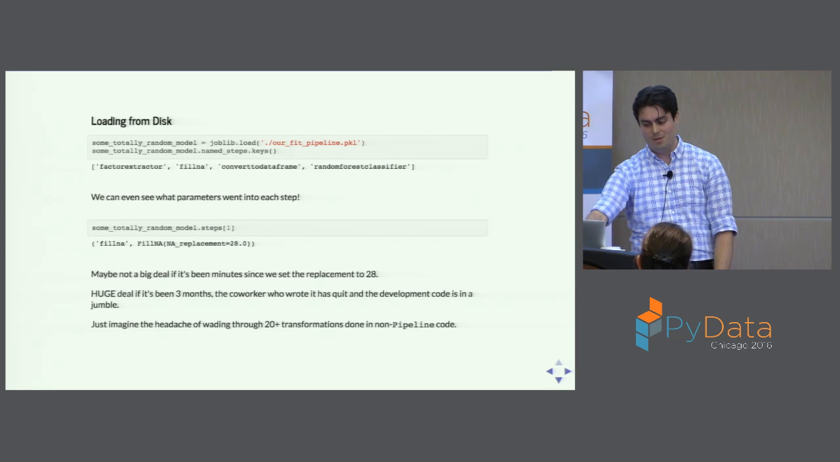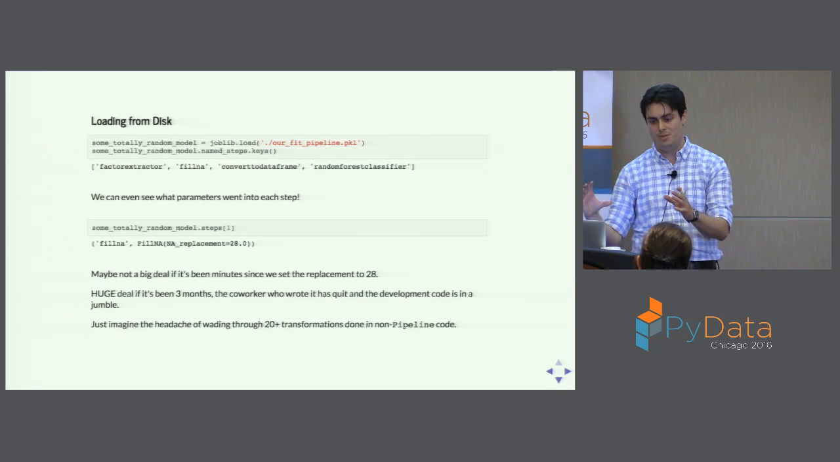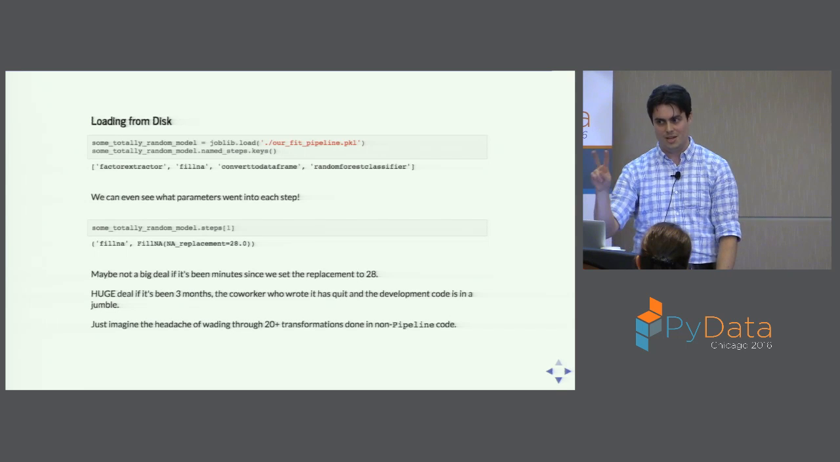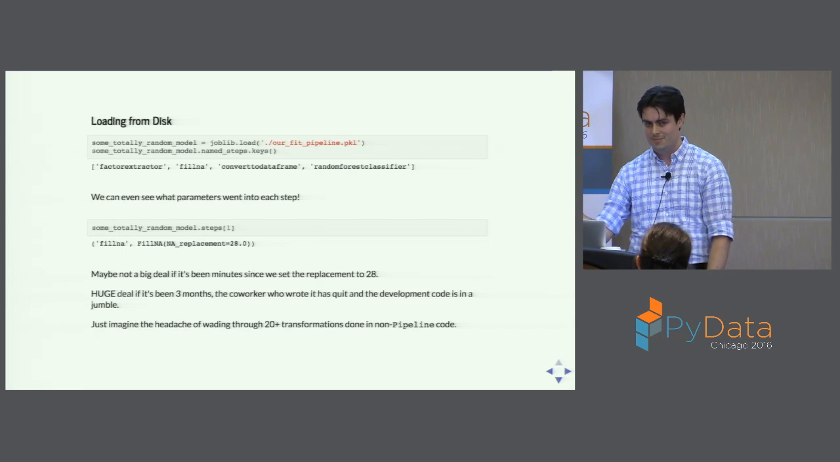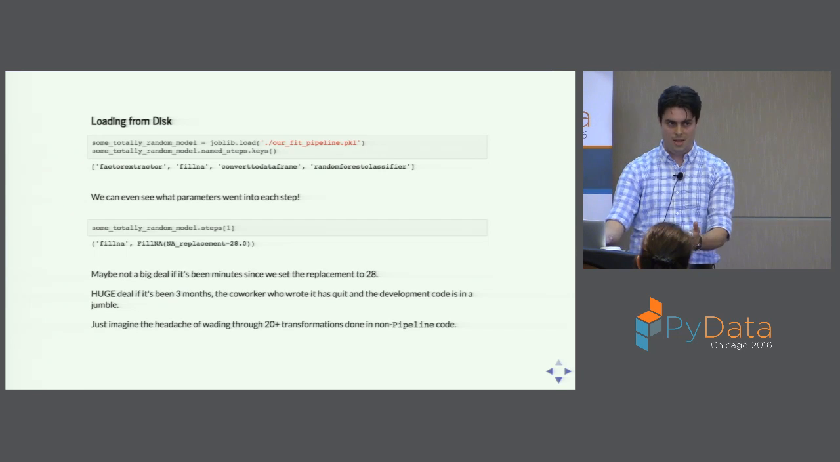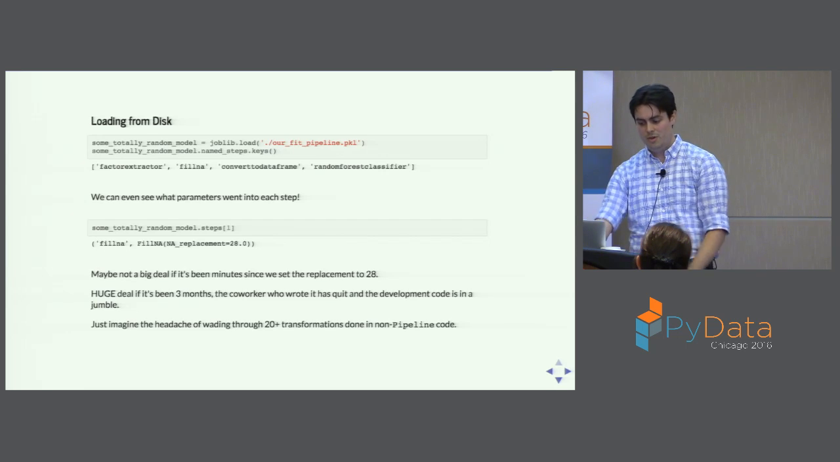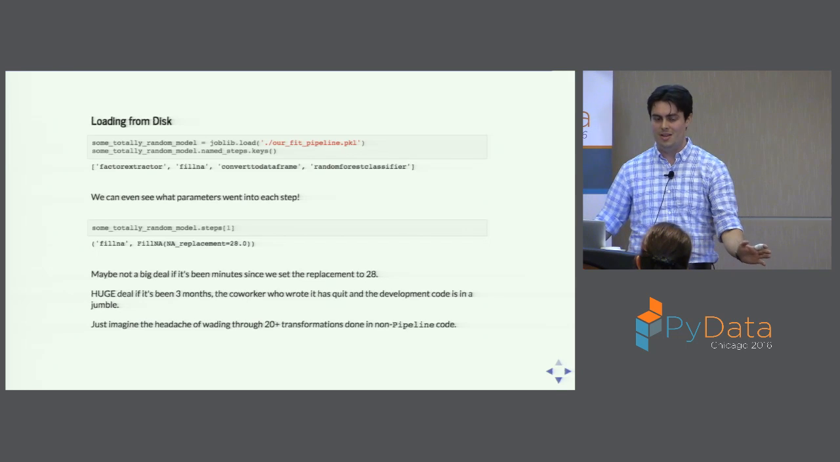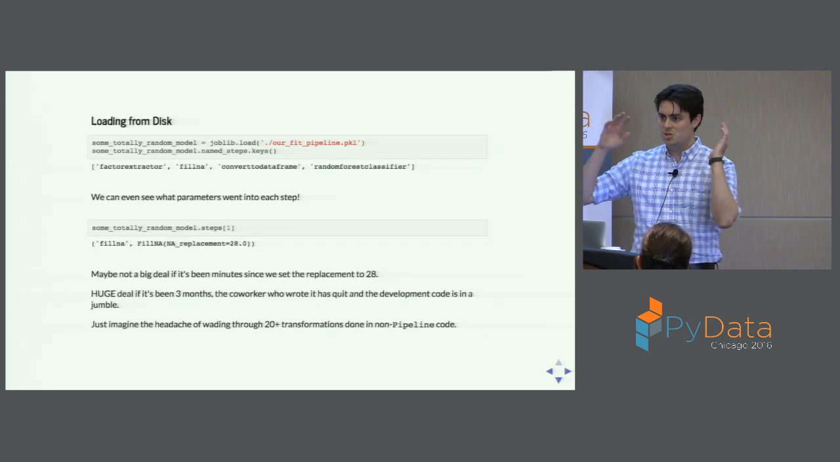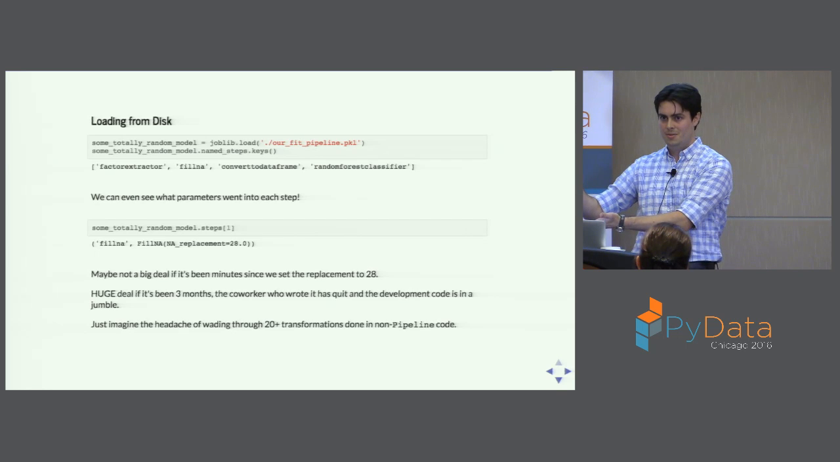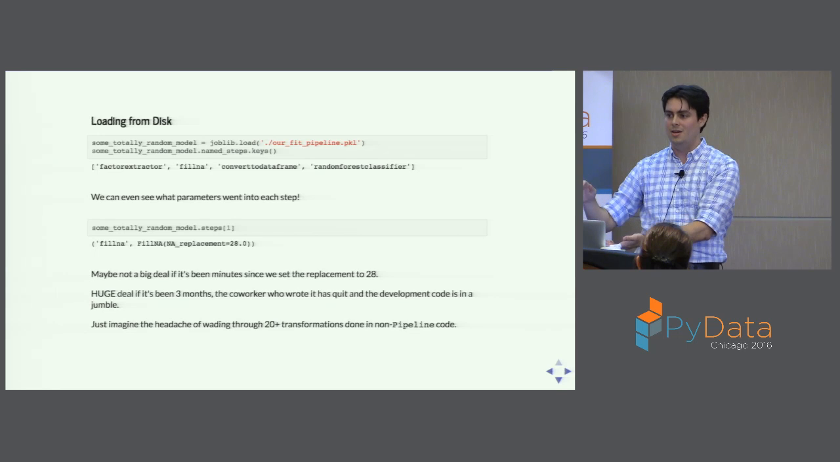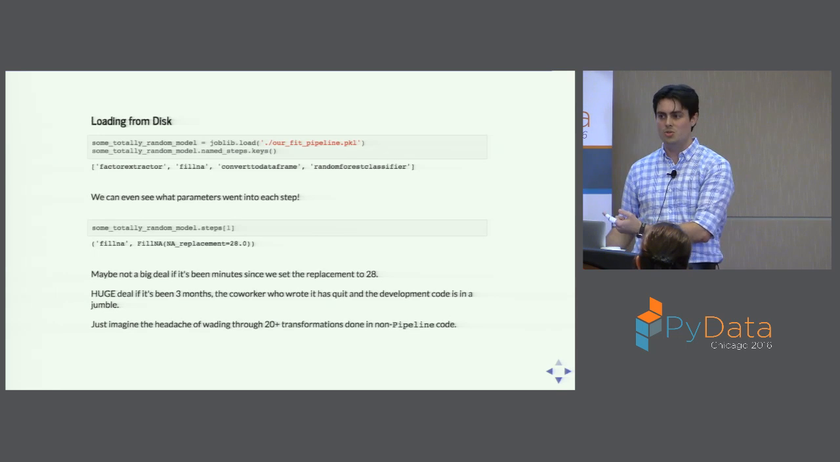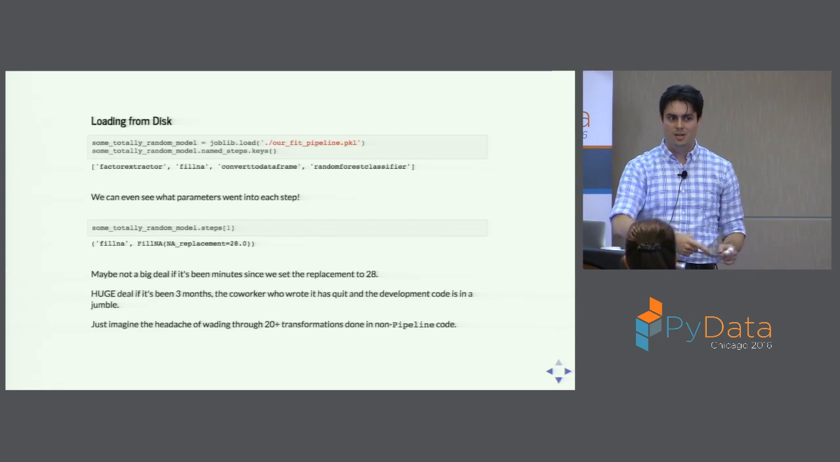So some totally random model, dot steps, gives me access to the steps. And then it's just a list of them, right? So I take 1, which is the second step because we're 0 indexed. And I get fillna, the name, and fillna, the function, with NA replacement equals 28. I can't tell you how much time and effort this saves me. There is stuff that is deployed in production running. Someone comes to you and they're like, hey, what are we replacing those nulls with? If you go back to your training code, are you 100% sure that you're going to get that same value?